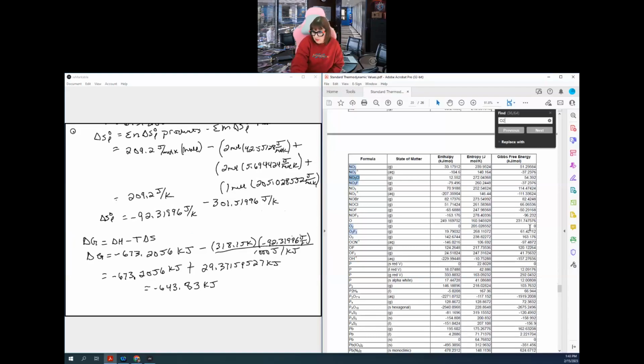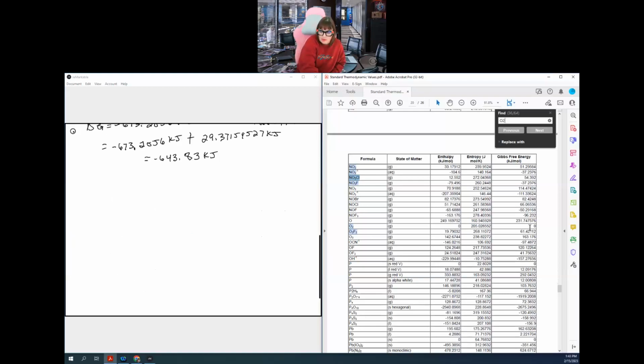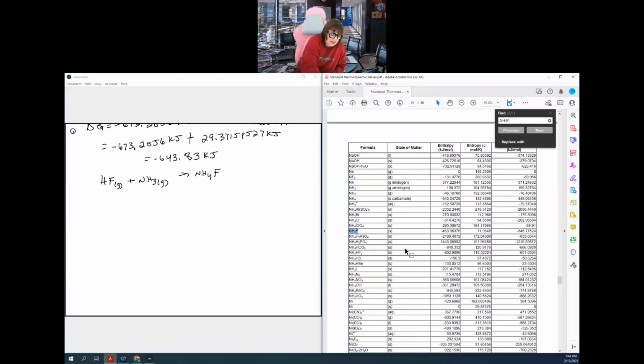I think I'm going to choose one more of these. And I think I'm going to choose formation of NH4F from HF gas plus NH3 gas to give me NH4F. Okay, so let's go find our NH4F. So NH4F is a solid as it appears in the table. So even though I may have wanted to look at something else, that's the only thing I have values for. So that's what I'm going to choose.